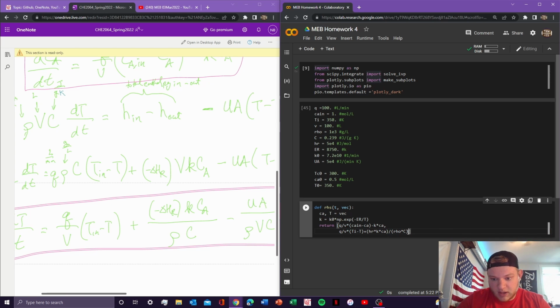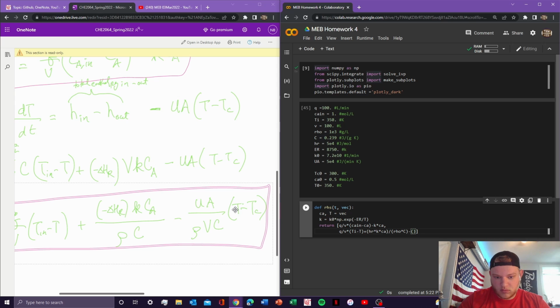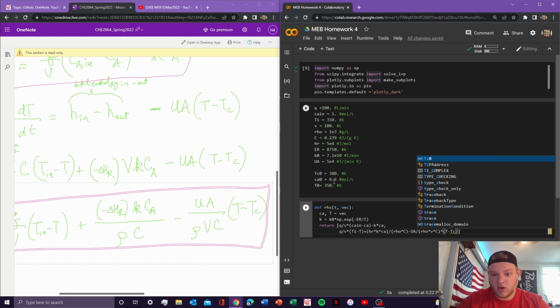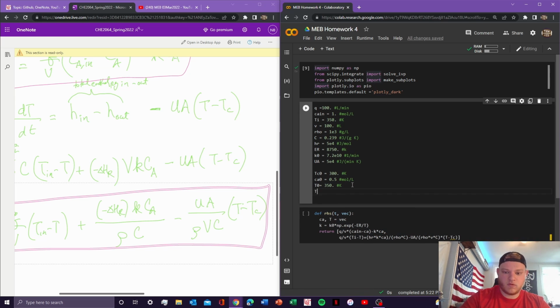And then that is minus UA. We'll do UA. I don't need parentheses there. UA divided by rho times V times C, and then that's multiplied by T minus the temperature of the coolant, which we also need to specify. Temperature of the coolant.